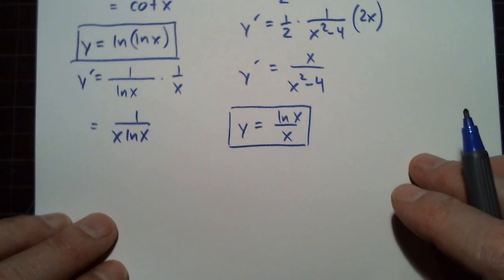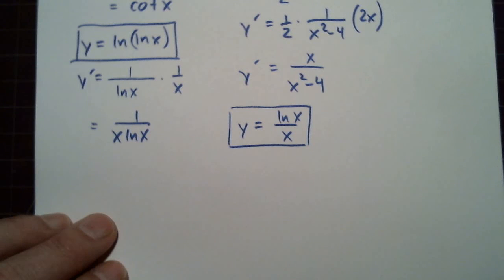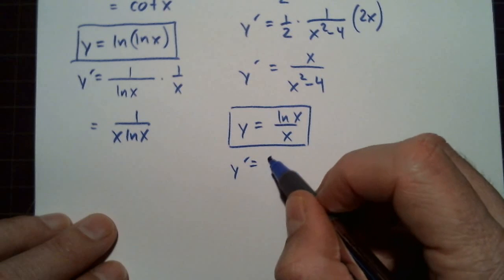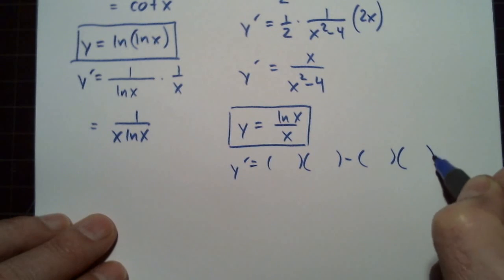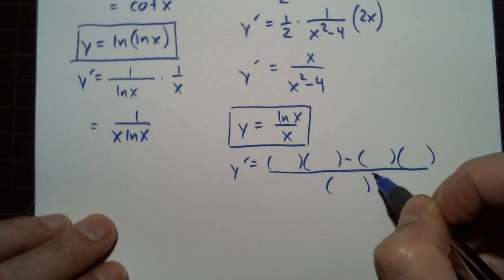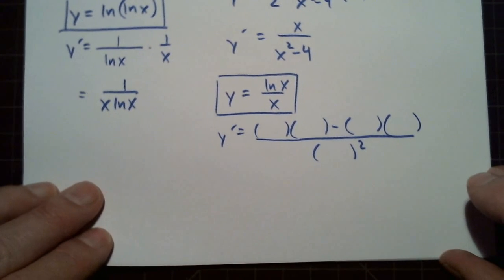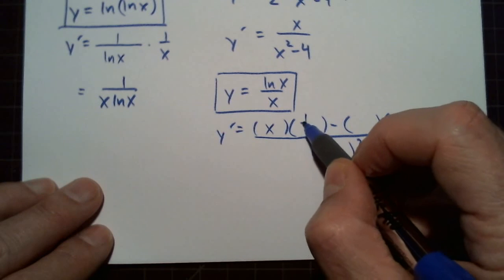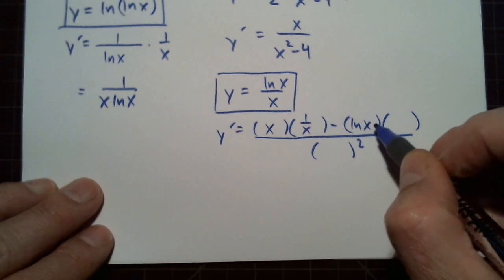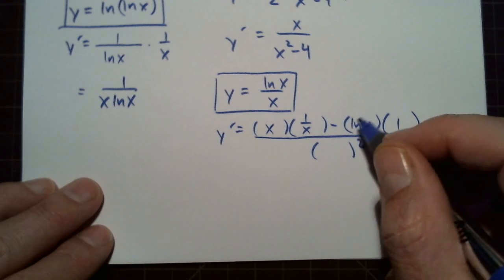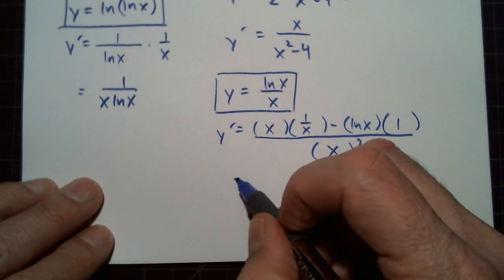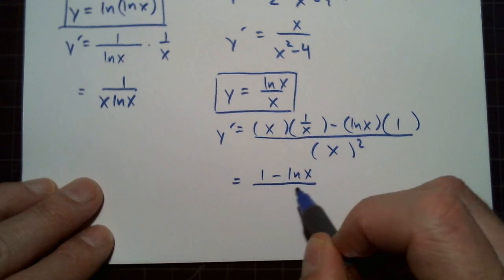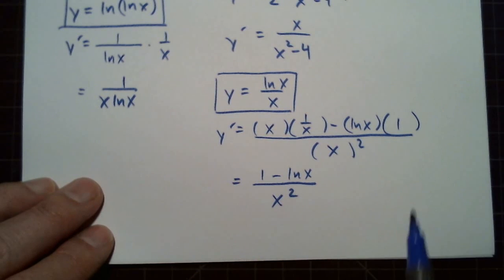Okay, here we have a quotient, so use the quotient rule. Pause the video, try that one. So that might be helpful to set up that pattern for the quotient rule. We'll go the denominator times the derivative of the numerator minus the numerator times the derivative of the denominator over the denominator squared. We have x over x and x squared. I'll just leave it like that.